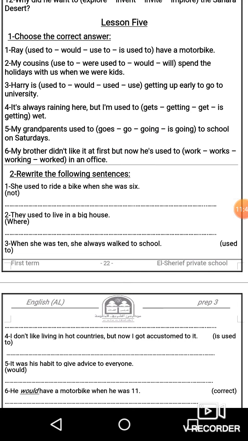Number 5. It was his habit to give advice to everyone. We will start with he. He would give advice to everyone. Number 6. He would have a motorbike when he was 11. Correct. Of course, it will be used to. He used to have a motorbike when he was 11.